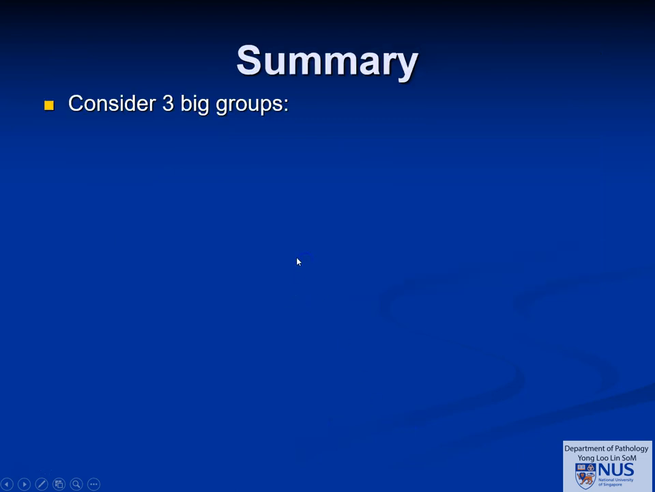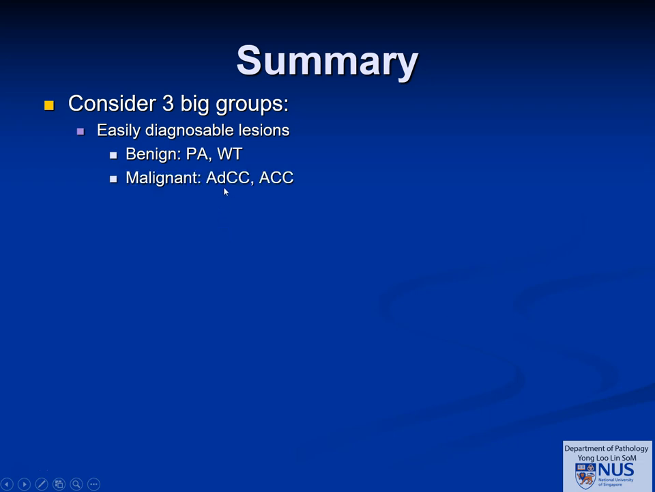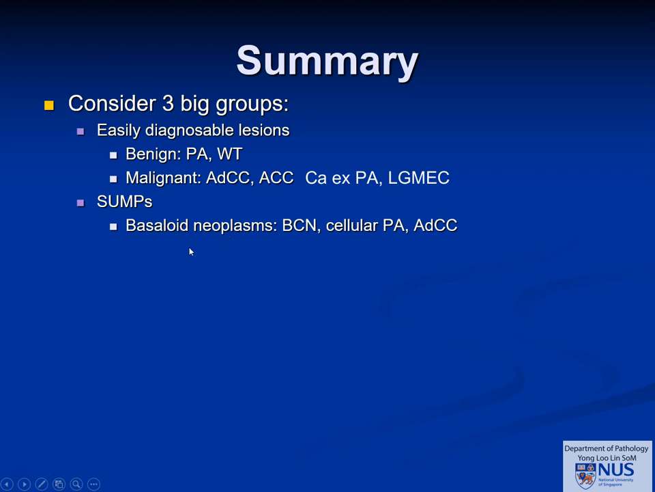So to summarize, you can look at salivary gland aspirates in terms of three big groups: the easily diagnosable lesions, such as the benign ones, pleomorphic adenoma and Warthin tumor; for malignancies, adenoid cystic, acinic cell carcinoma, sometimes carcinoma ex pleomorphic adenoma or low-grade mucoepidermoid carcinoma; and the SUMP lesions, which often include the basaloid neoplasms, of which your top 3 differentials would include basal cell neoplasms, cellular PA, and adenoid cystic carcinoma. And the low-grade malignancies are particularly challenging as well.